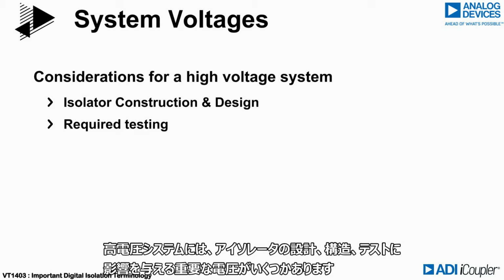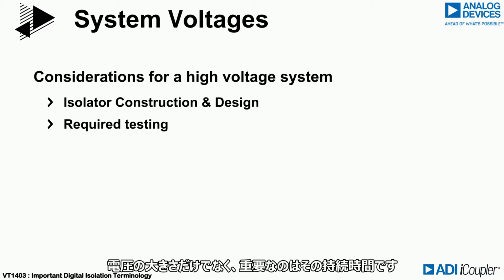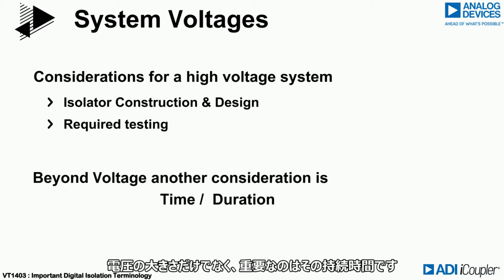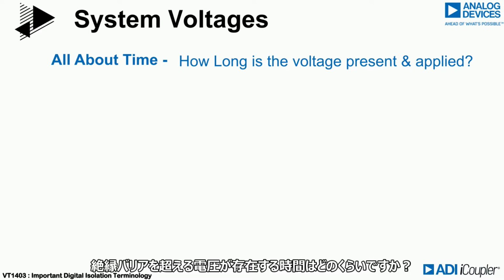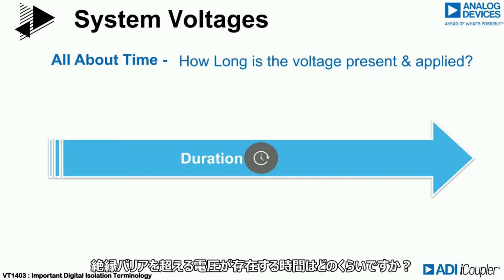There are several important voltages in high-voltage systems that impact isolator design, construction, and testing. Beyond the magnitude of the voltage, a key concern is the duration. How long does the voltage exist across the insulation barrier?